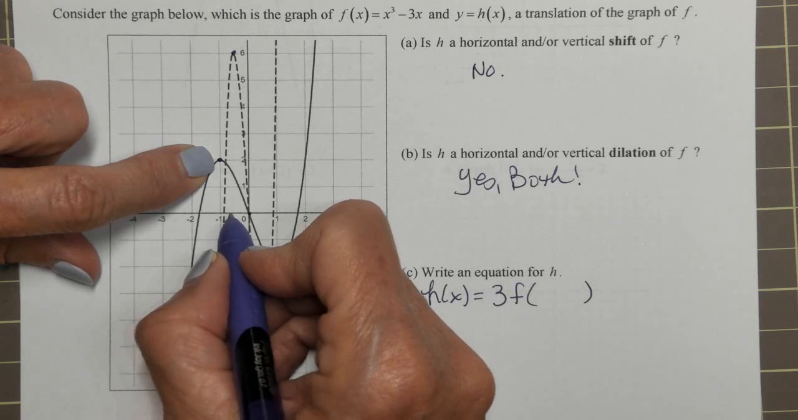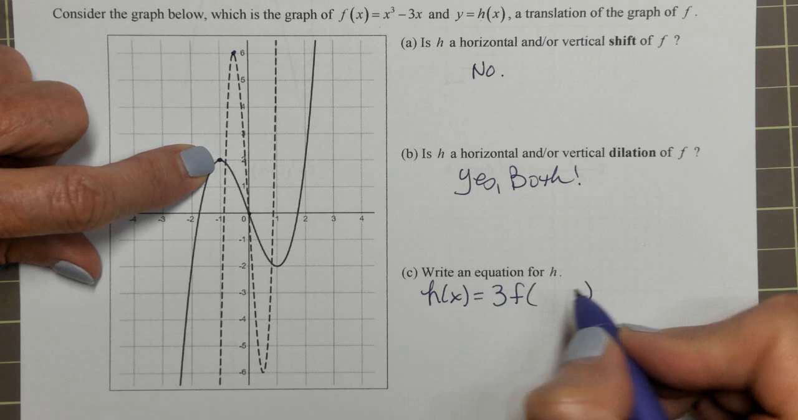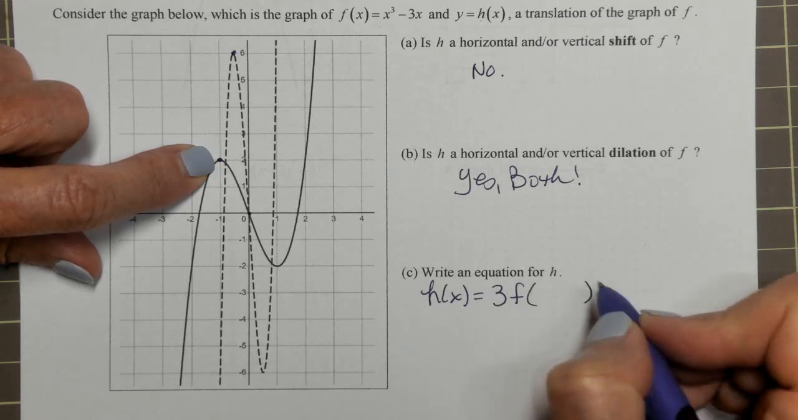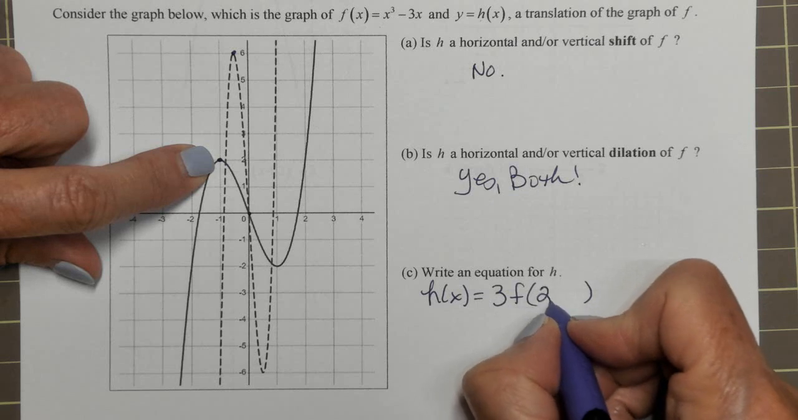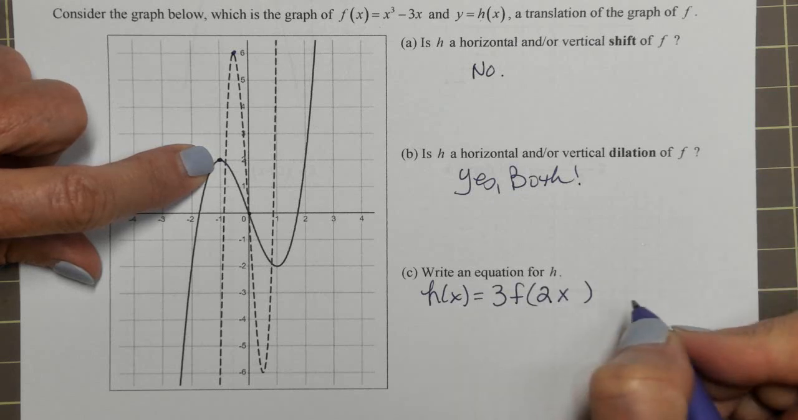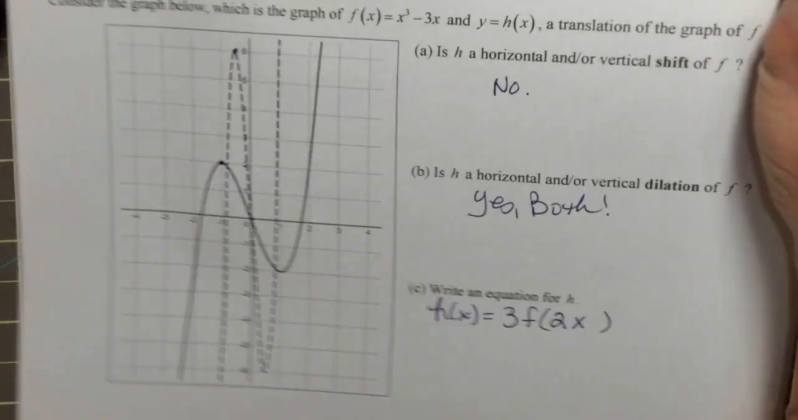1/2, right? So do I want to put a 1/2 here? No. It's in the x's. We're dealing with the x's, so we do the opposite. Instead of multiplying by a half, we're going to multiply by 2x. That's the equation for h there. Okay?